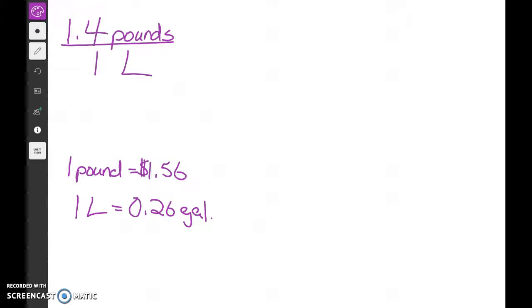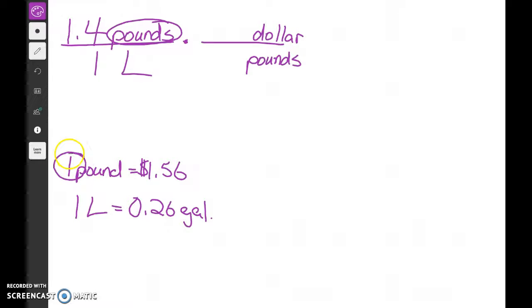The first thing I'm going to do is convert pounds into dollars. Since I have pounds on top, I want to put pounds on bottom. We're converting pounds straight to dollars, and we know 1 pound is equal to $1.56. So we write 1 pound, and next to dollars, we write $1.56. Then our pounds cancel out, and we're left with dollars on top.